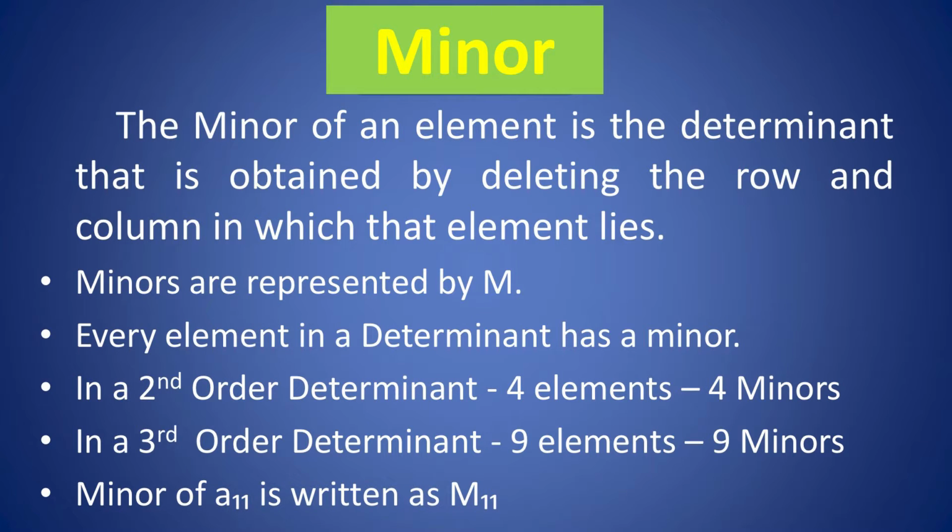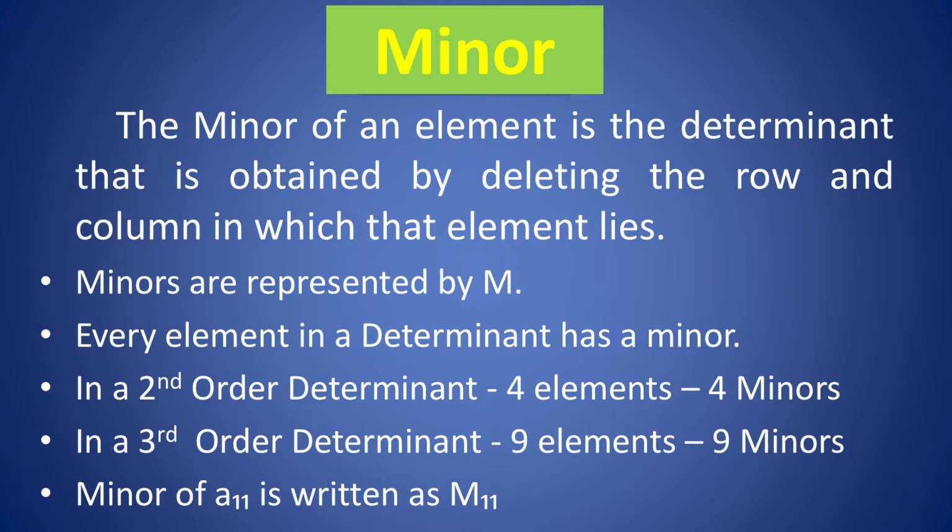What do you mean by a minor? Remember, in any determinant, however many elements there are, the number of elements must be equal to the number of minors. So, what is a minor? The minor of an element is the determinant that we get by deleting the row and the column in which the element exists. If there are 4 elements, there are 4 minors. If there are 9 elements, there are 9 minors. So, a minor is basically a determinant, obtained by deleting the row and the column of the element.